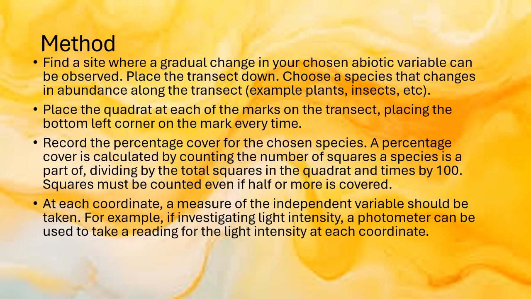At each coordinate, a measure of the independent variable should be taken. For example, if investigating light intensity, a photometer can be used to take the reading for the light intensity at each coordinate. So if we assume you're measuring the relationship between a certain plant species and light intensity, every time you put down your quadrat on the site, you also need to measure the light intensity at that site.